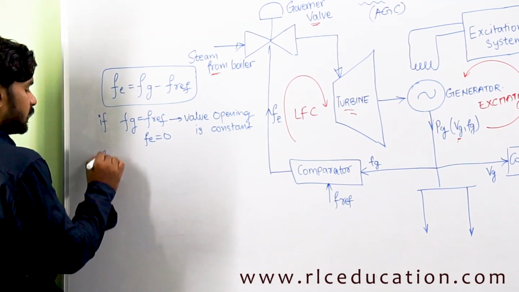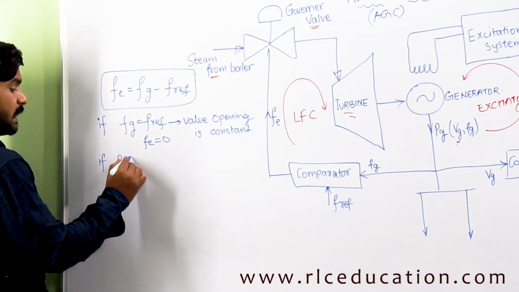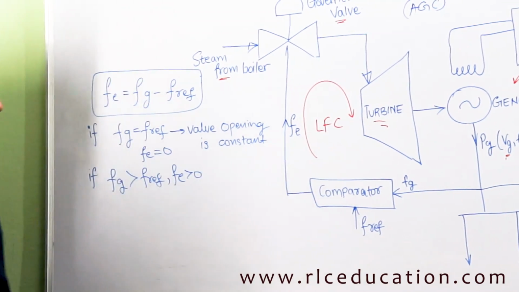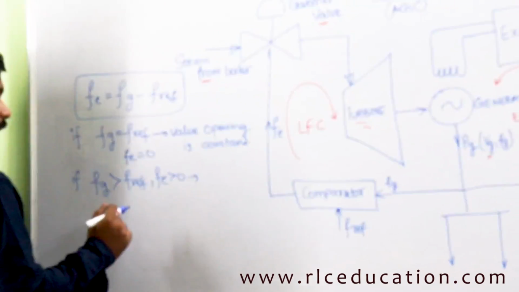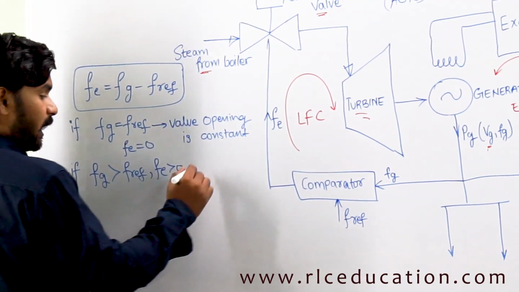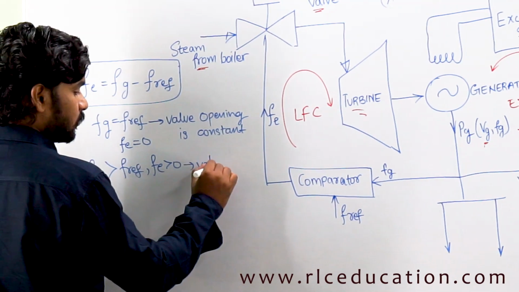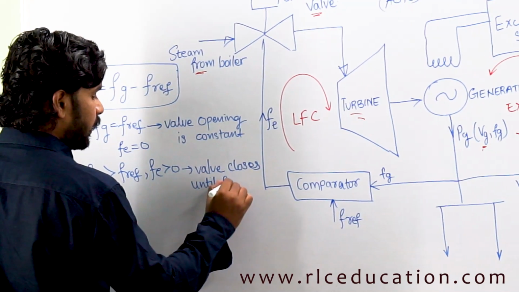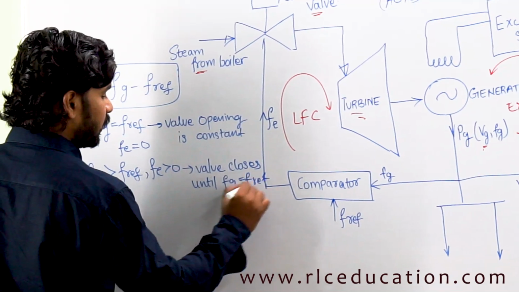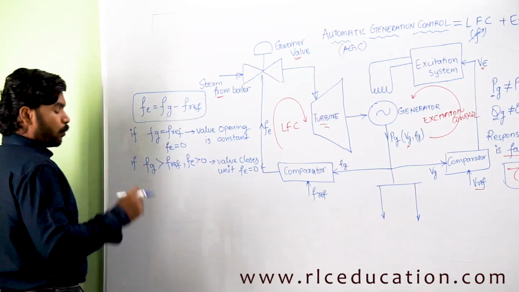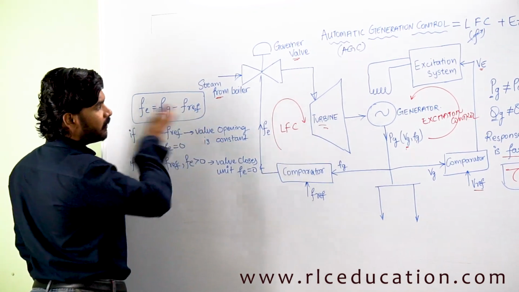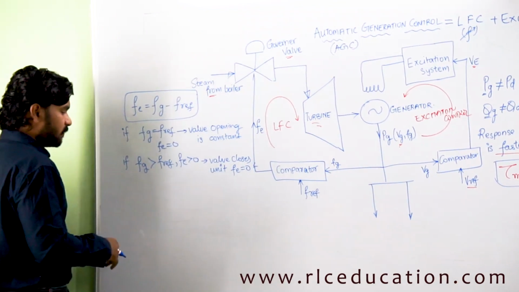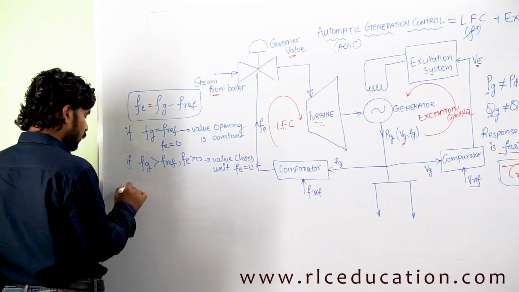Next case: if the generated frequency is higher than the reference frequency, what happens to the error? The error is positive. If the error is positive, the frequency is greater than the reference frequency. Frequency is rising, which means the valve will close until Fg equals F reference. That means until the error becomes 0, the valve will close. Why is it so? Because the input power is more, but there is no corresponding output from the generator. So the speed of the generator rises, hence the frequency will rise. Therefore the valve will be closing until the frequency falls to the normal value.